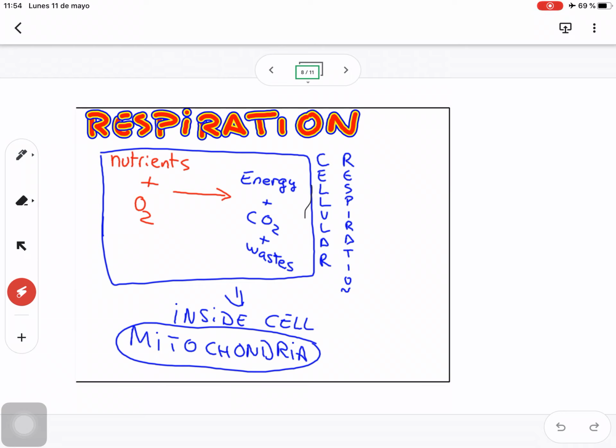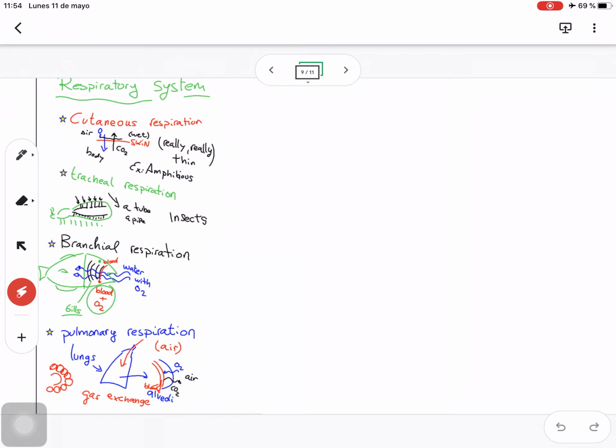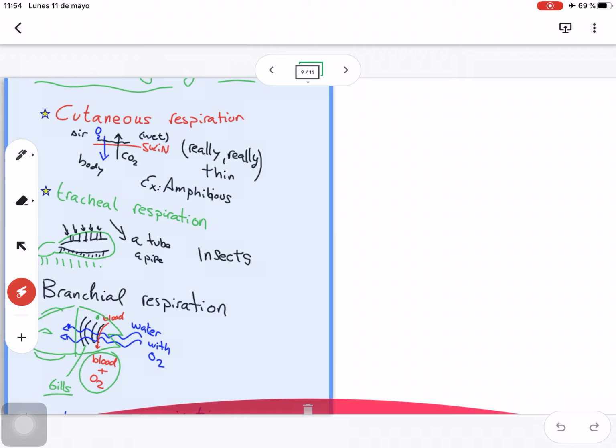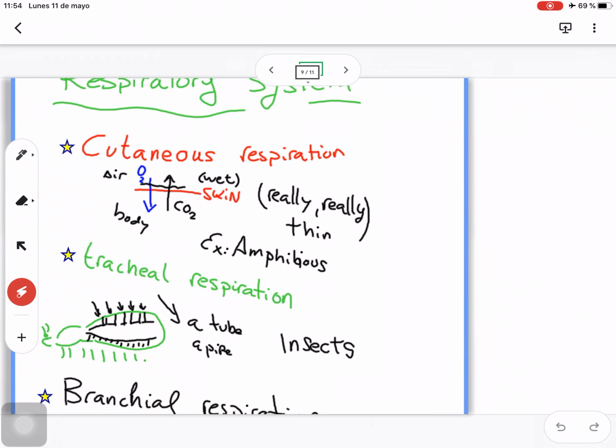And if you remember the organelles that are inside the cell, the organelle that they use is the mitochondria. It is the organelle that is related with energy. Let's see some different respiratory systems. We have here, in order from more simple to more complicated.